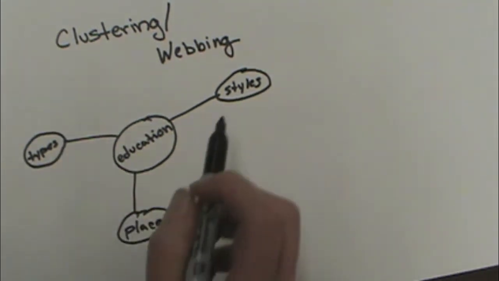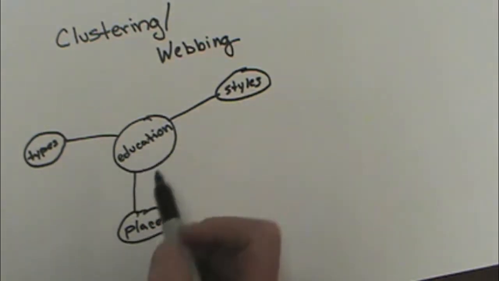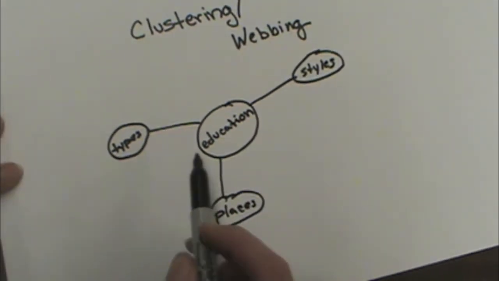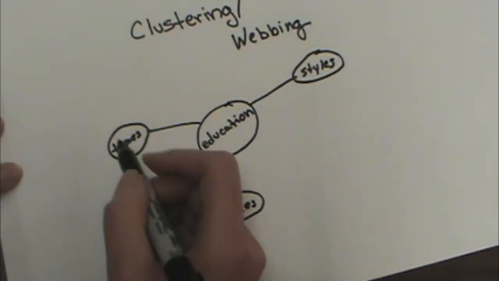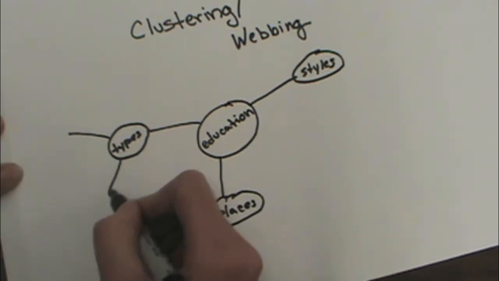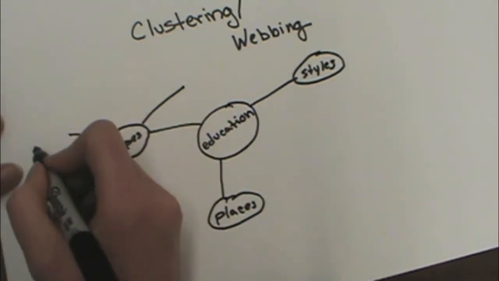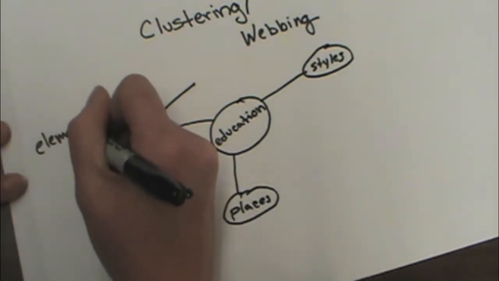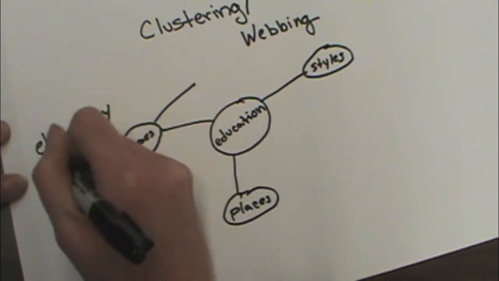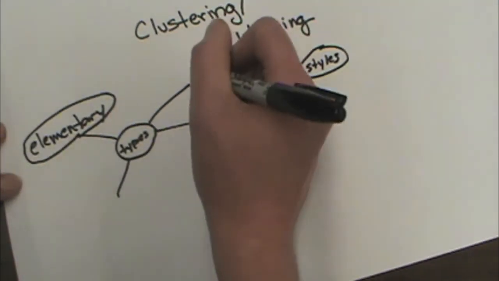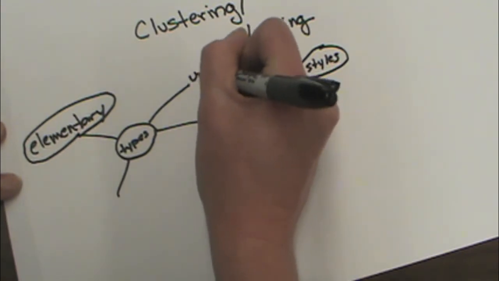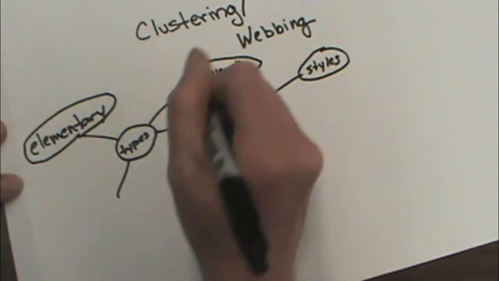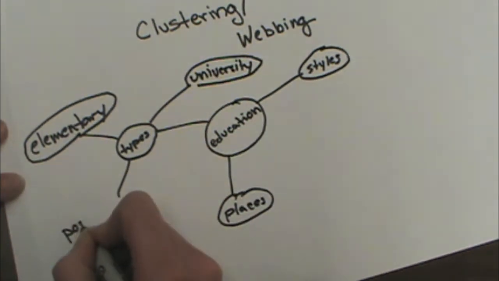So after I have 3 smaller topics still related to that general topic of education, I'm going to now focus on each topic. So I have types of education, and I'm going to divide that into 3 different ways. Let's see, first we can have elementary education. All right, and I'm going to circle that. Then I'm going to go to, let's see, university. Circling that as well, and then we can even do postgraduate.